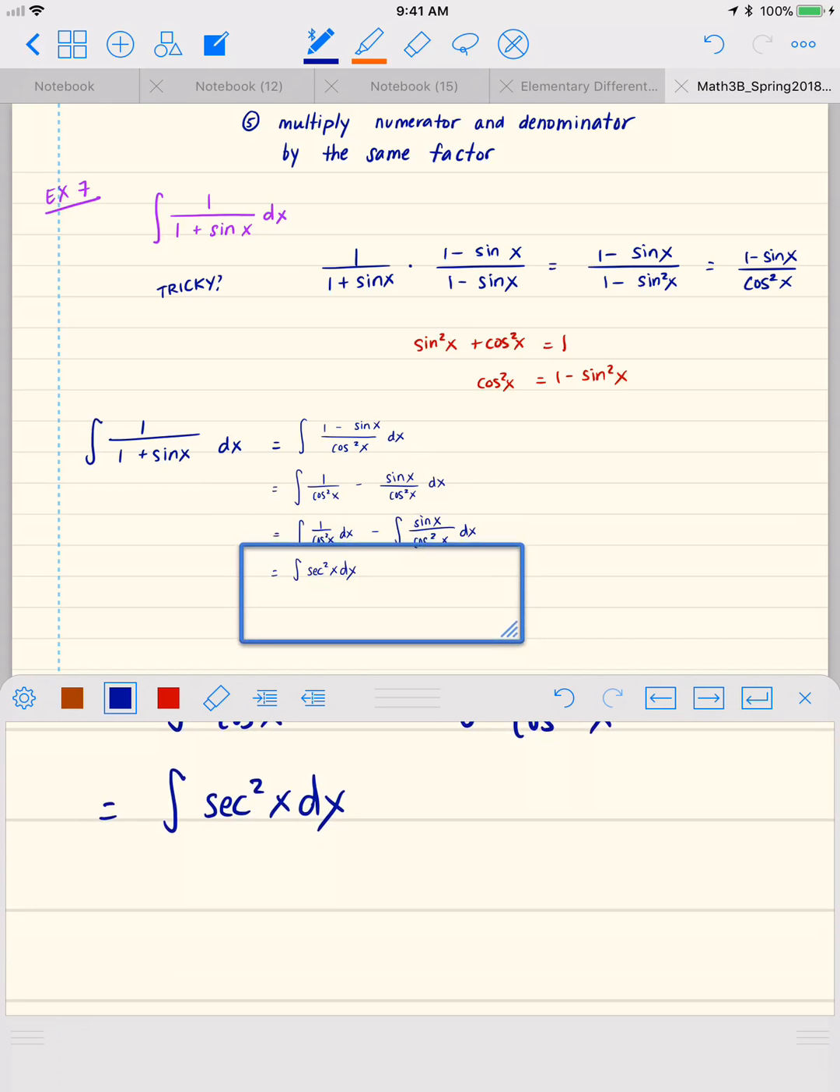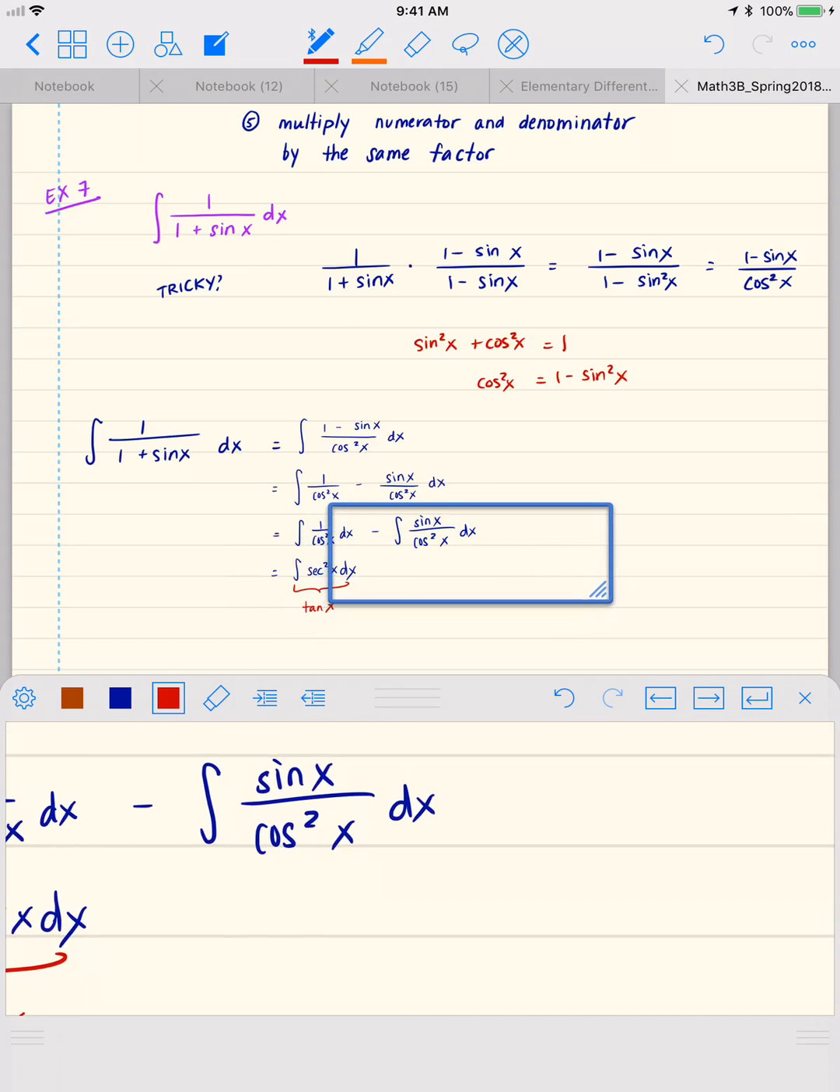Our first integral here is the integral of secant squared x dx. From our table, we need to know that the integral of secant squared is just equal to tangent of x. How do you know that? Because the derivative of tangent of x is secant squared x. So this is one of those facts from the table that we have. Let's look at the second one here. For the second one, we've got the integral of sine x over cosine squared x.